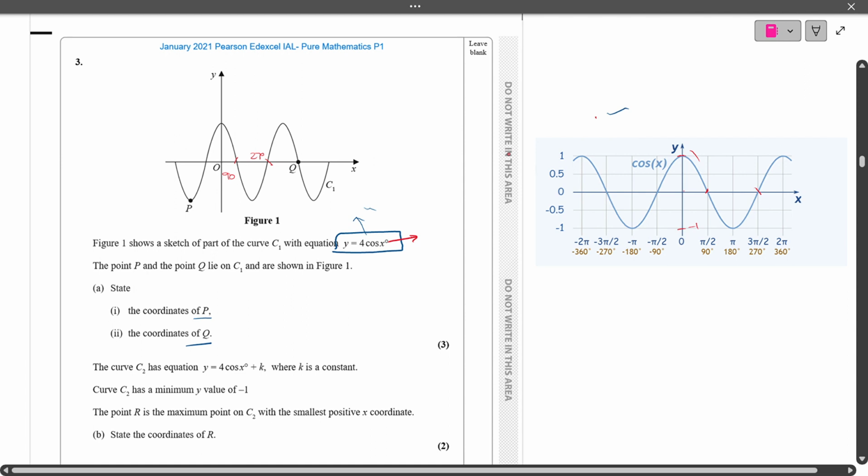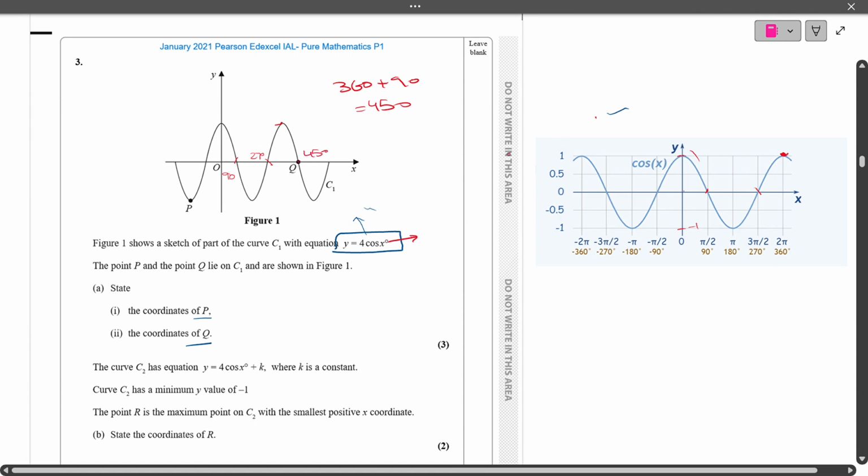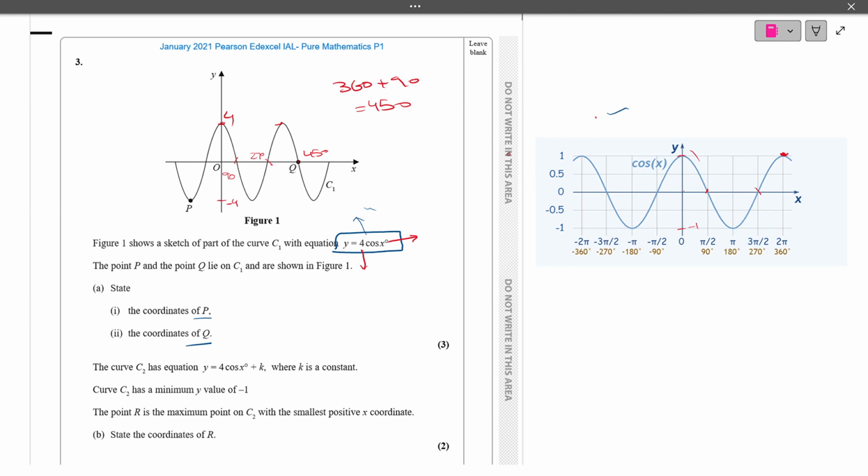After 270, this point is 360. And after 360, if I add 90 degrees to it, that is 450. So this point is 450. For y equals 4 cos x, the amplitude here is 4. So this is 4 and this is -4. By looking at the graph, I label my diagram according to the given information.